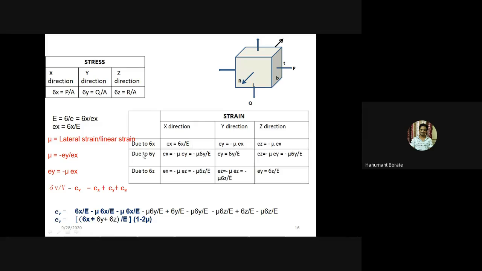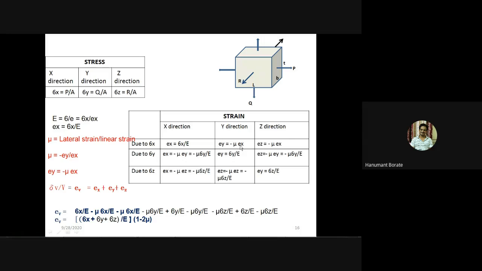But whenever we apply the force in the X direction, the Y direction dimension is going to reduce, and the Z direction dimension is also going to reduce, because we are applying tensile force in one direction. These other two perpendicular dimensions get reduced, which means there is a change in dimension. So we need to calculate strain in the Y direction and Z direction, strain in the Y direction due to force in the X direction.